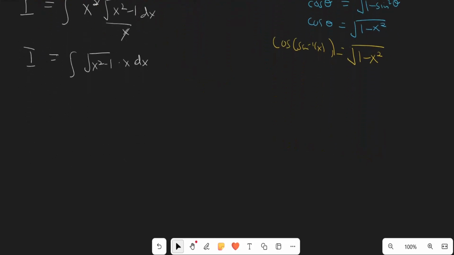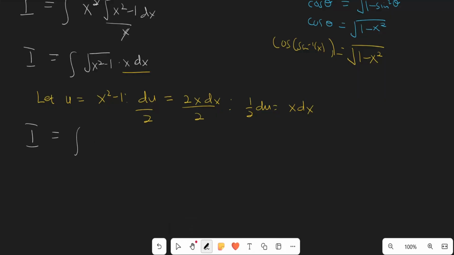Now we can do a u-substitution. We are going to let u be equal to x squared minus 1. That means that du is going to be 2x dx. We can divide by 2 on both sides, so 1/2 du is equal to x dx. In place of x dx in our integral, we can just replace that with 1/2 du. So our integral I is now the integral of the square root of u times 1/2 du, which is 1/2 in front, the integral of u raised to the power 1/2 du.